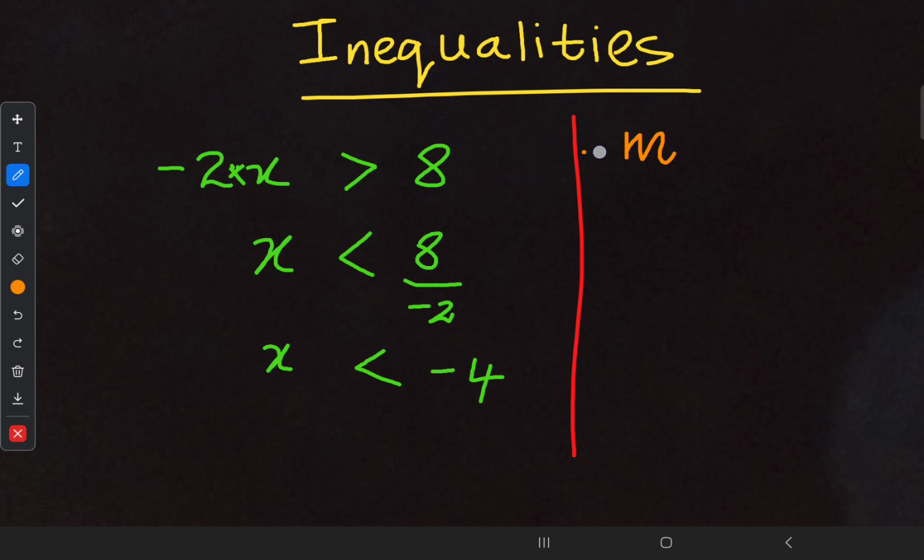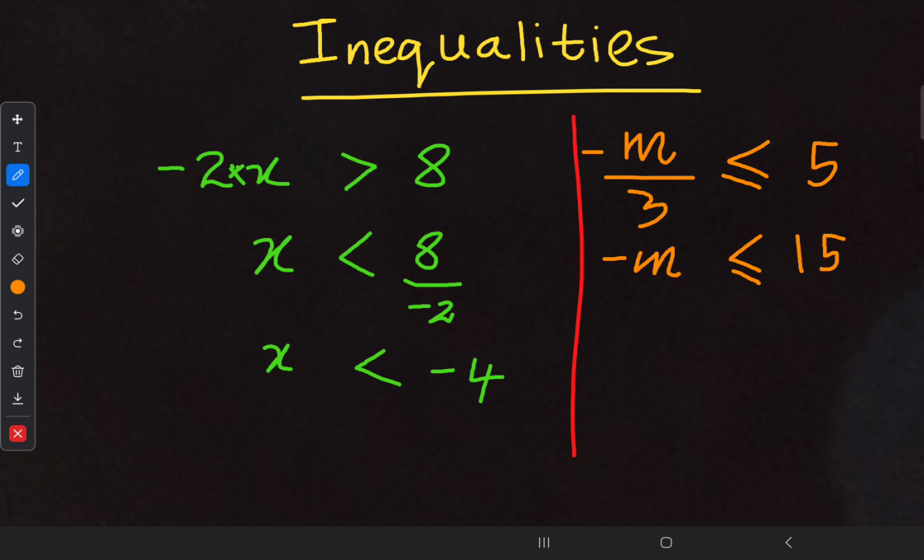Negative m upon 3 is less than or equal to 5. In this case, you can see the 3 is a positive number. There is no negative direction for this 3. Negative m is less than or equal to this number. This 3 should be multiplied by 5, that will give you 15. There is no negative multiplication or division in here. Don't change the direction of the symbol.